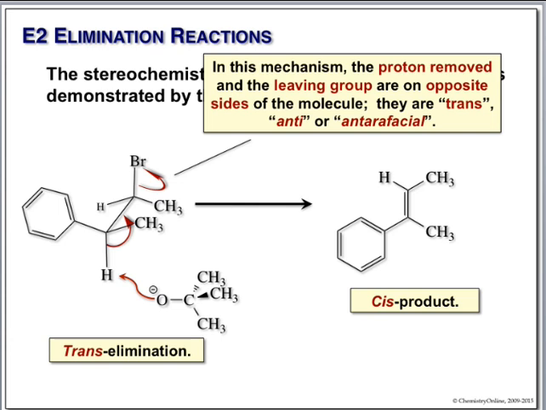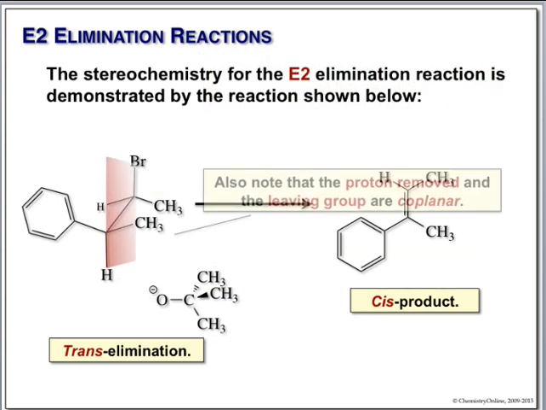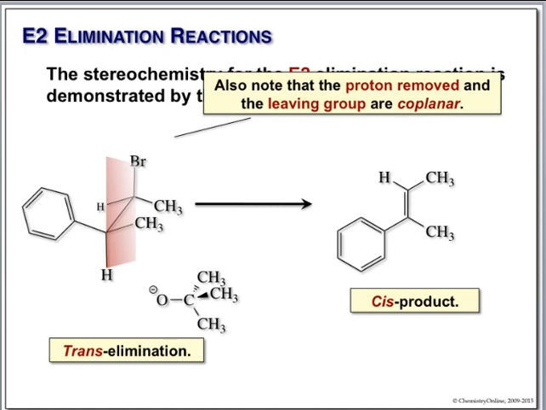They're at opposite faces. Also notice that the hydrogen and the leaving group that leave are in the same plane. There's our plane. So in this elimination, the hydrogen and the leaving group must be coplanar and trans. Pull this off. See, the methyl groups are on the same side here, and we get our cis product.